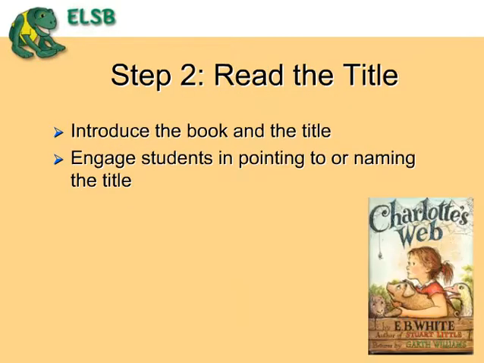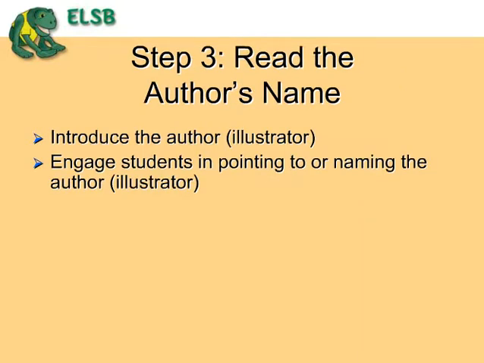Then you're going to move forward to step 2, and you're going to read the title to your students and introduce the book, and then engage your students by either pointing to or actually naming the title. Participation's huge here. You want to make sure that each student has a chance to either read or point to that title. You're going to follow that up with reading the author's name in step 3. You can also use the illustrator, but you're going to engage students by allowing them to either point to or name the author.